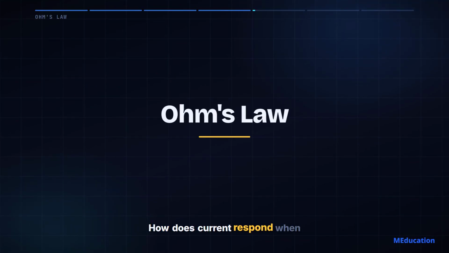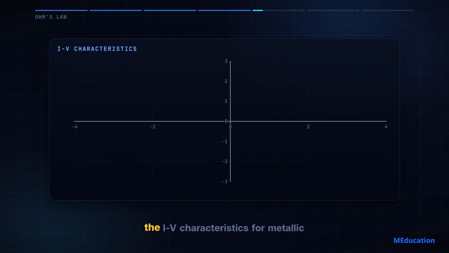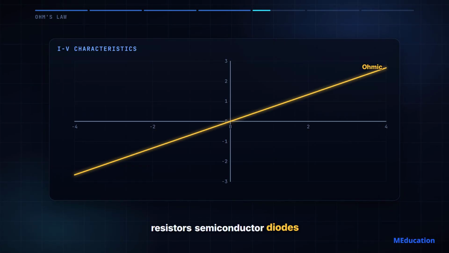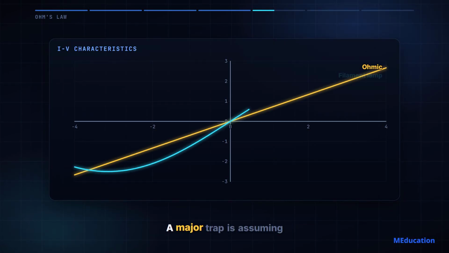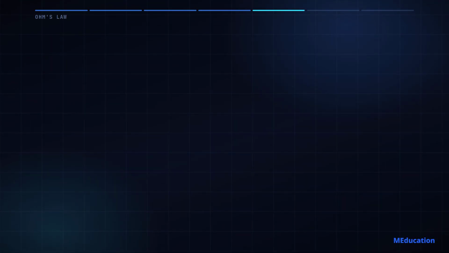How does current respond when you change the voltage? You will sketch and explain the IV characteristics for metallic resistors, semiconductor diodes, and filament lamps. A major trap is assuming that the resistance is the gradient of these curves. It is not. Resistance is strictly the ratio of voltage to current at any specific coordinate. You will learn to explain these shapes using physical principles.